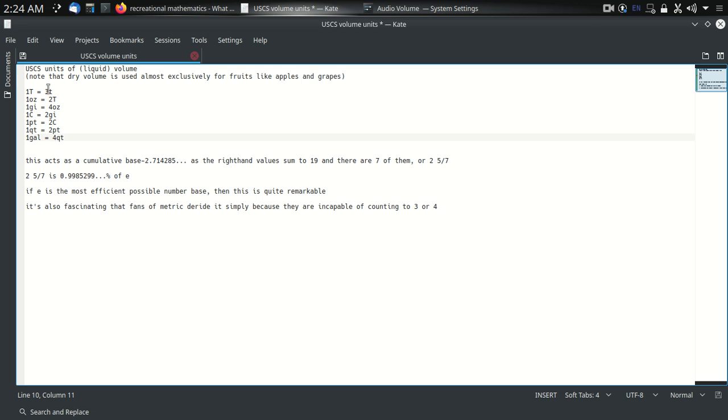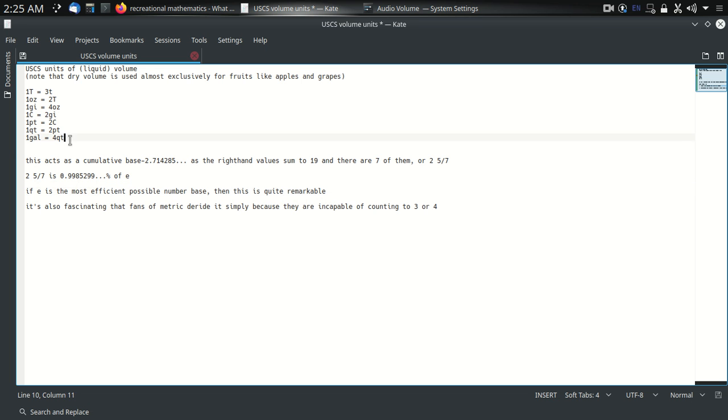But then if we look at this, if we add these up and we average them out over how many there are, this acts as a cumulative base system, 2.7142857142857, etc. As the right-hand values sum to 19, and there are 7 of them, or 2 and 5 sevenths. 2 and 5 sevenths is almost identical to E. And if E is the most efficient possible number base, then this is quite remarkable.